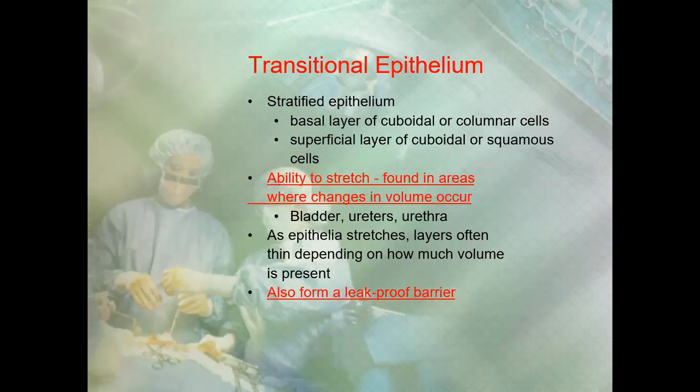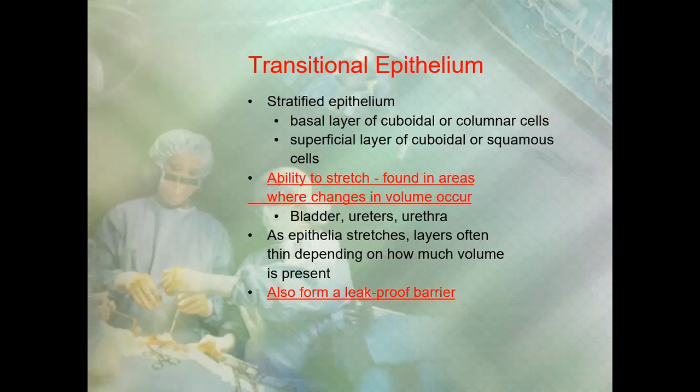And finally, we have our transitional. Now, what does transition mean to you? To change. Very good. To change. Transitional cells have the capacity to change. They can stretch. They form a leak-proof barrier. So like in your bladder, when your bladder is empty, it is very small, just like an unblown up balloon, straight out of the package.